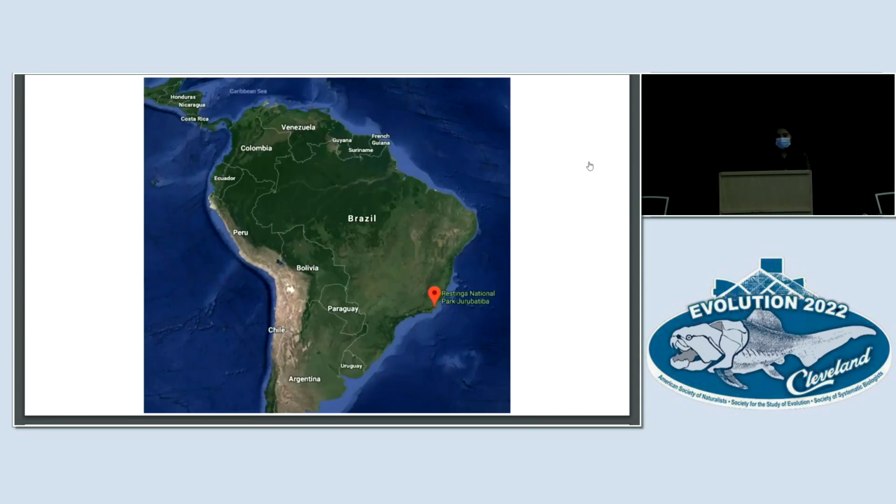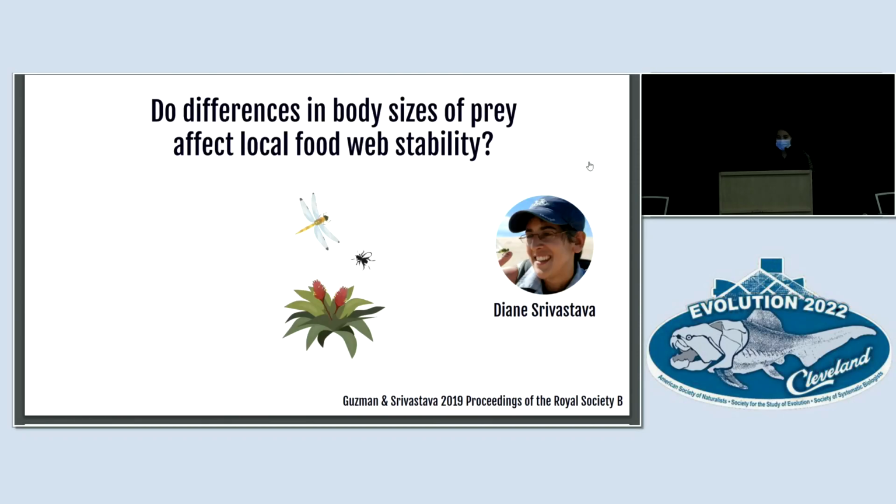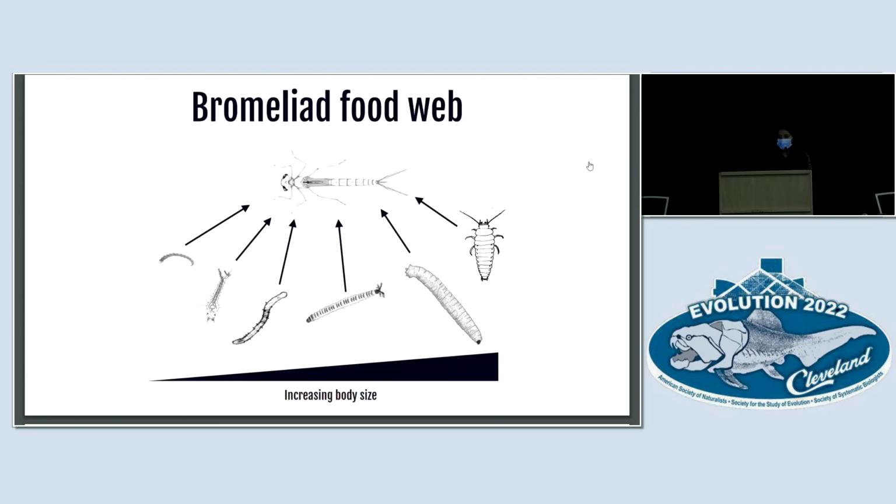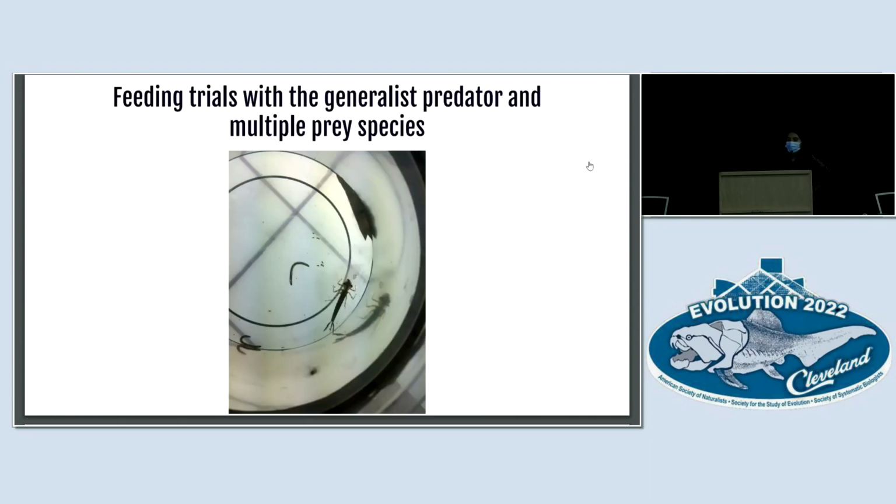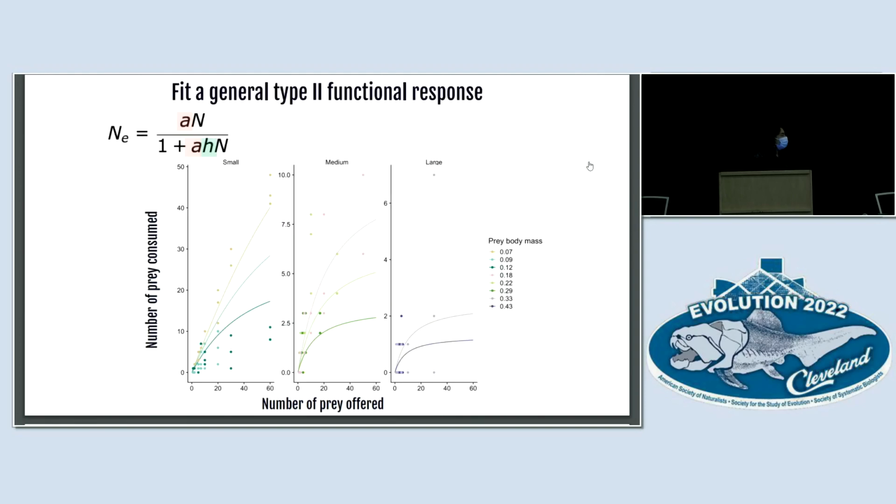I went down to coastal Brazil, to Jurubatiba National Park, and collected a bunch of these individuals to do some feeding experiments. I was interested in understanding how differences in body size of prey affect local food web stability. One of the cool things about these food webs is that they have a very large gradient in body size, where some of the prey are very small and some are quite large. I wanted to understand the effect of this body size gradient. So I did feeding trials with this generalist predator with multiple prey species. You can see here the damselfly with one of its prey, enjoying it like a little spaghetti. For each of the species within the food web, I offered them to different individual predators of the same species.